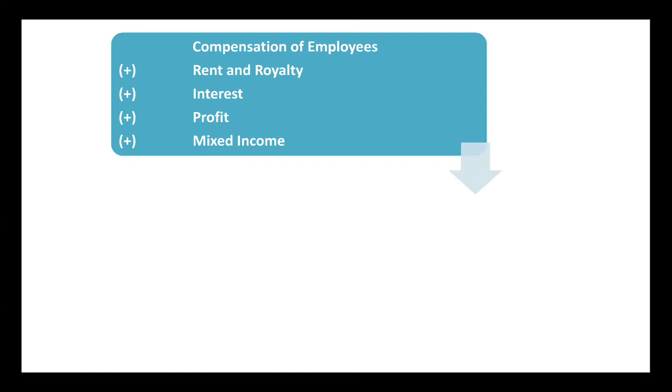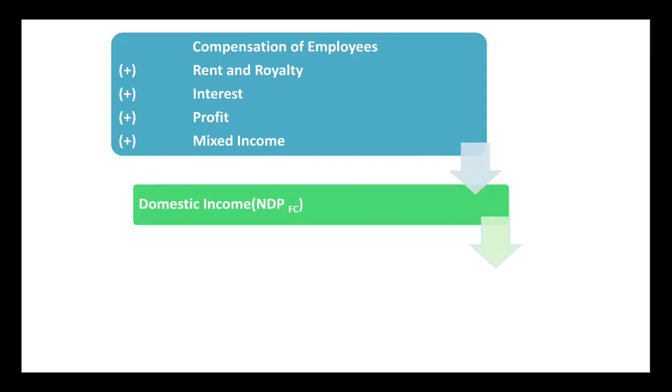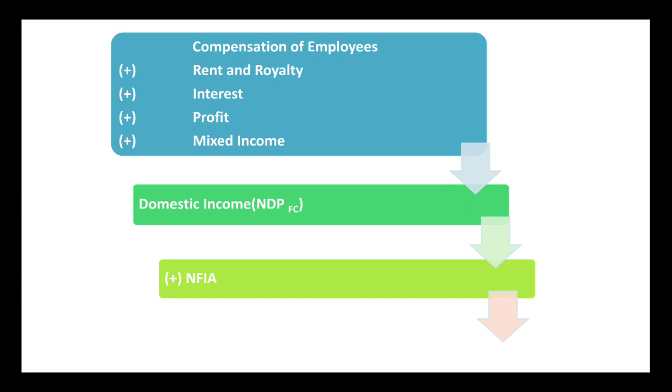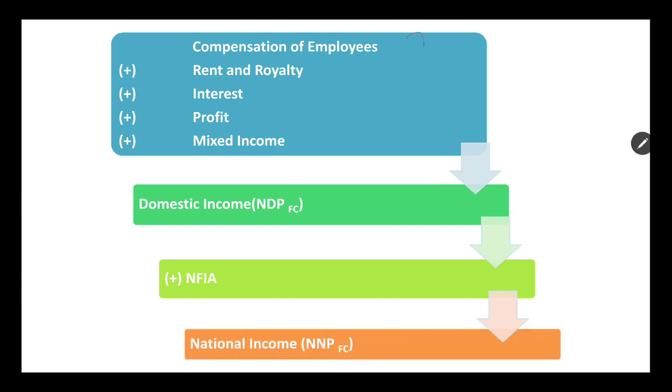And then we have a brief overview of this in the form of a flow chart where we are adding all these values. So we get the domestic income, NDP at FC, and whenever we add NFIA, we land up at NNP at MP, which is nothing but our NNP at FC, which is nothing but our national income.